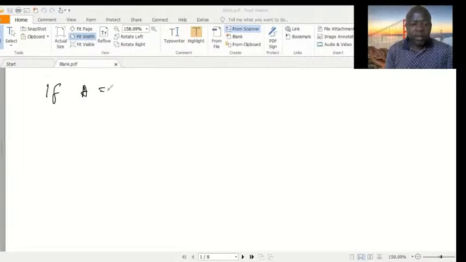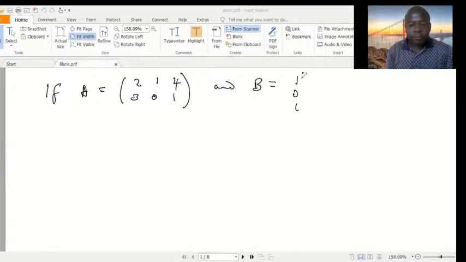If A is 2, 1, 4, 3, 0, 1, and B is 1, 0, 1, what would be the size?